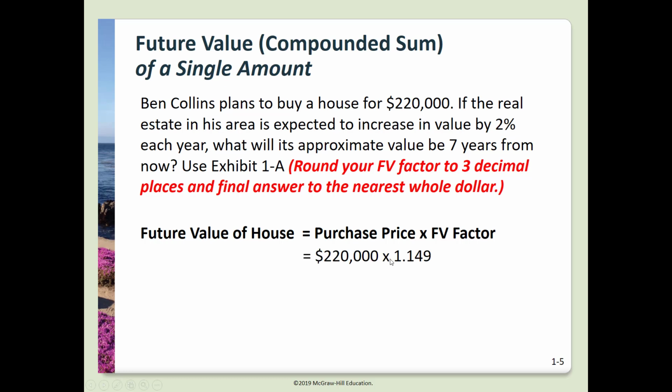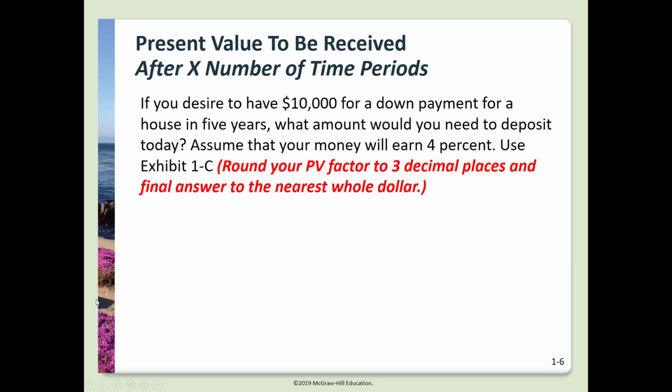So plugging in my numbers, my purchase price is that $220,000 and my factor is 1.149. Plugging that into our calculator, we get $252,780.